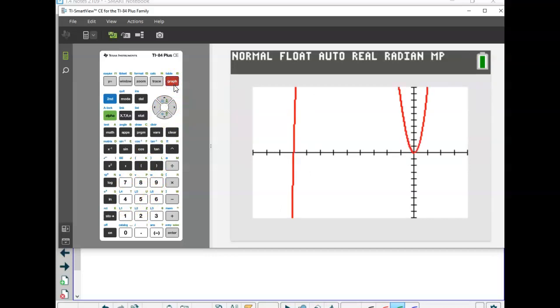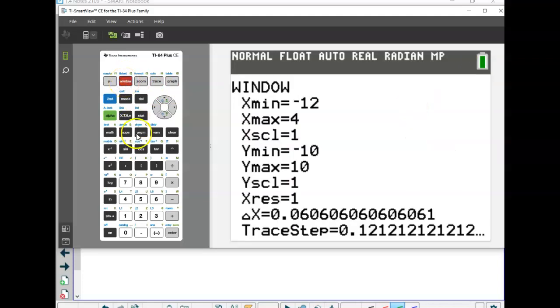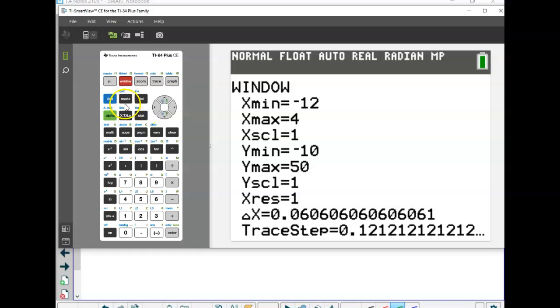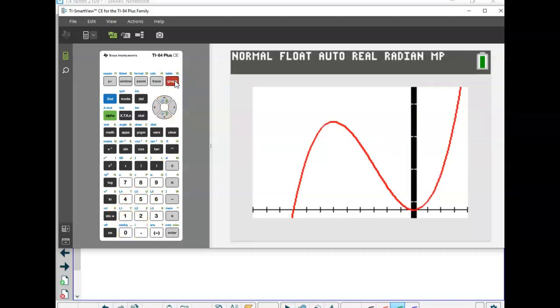That looks okay. What do I still need to do though? I need to go way up, which is which value? The y maximum, isn't it? Okay, is 50 enough? Nope. 150 is enough? Okay.